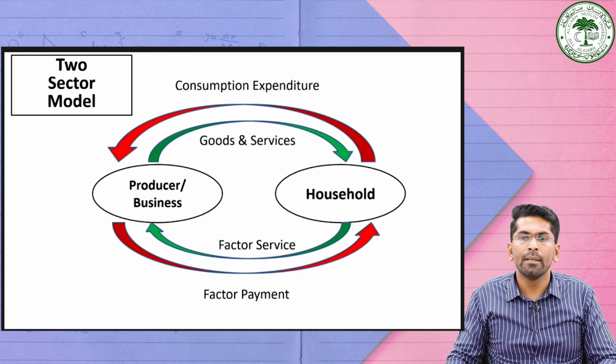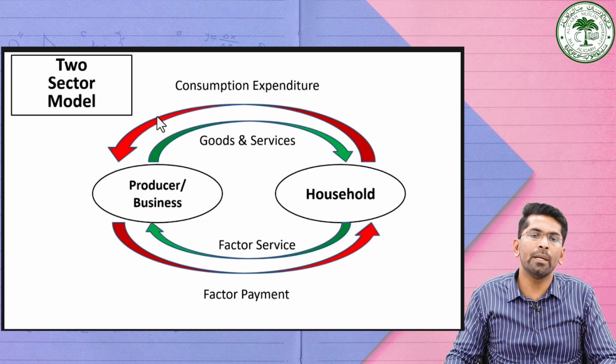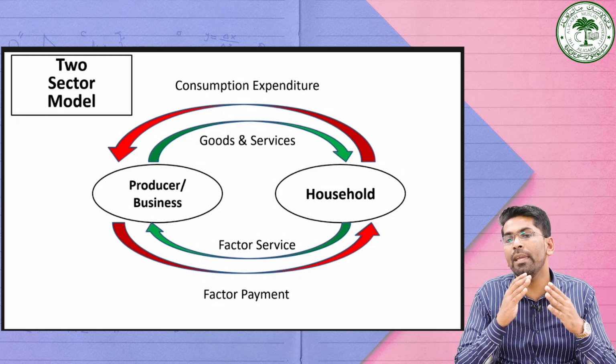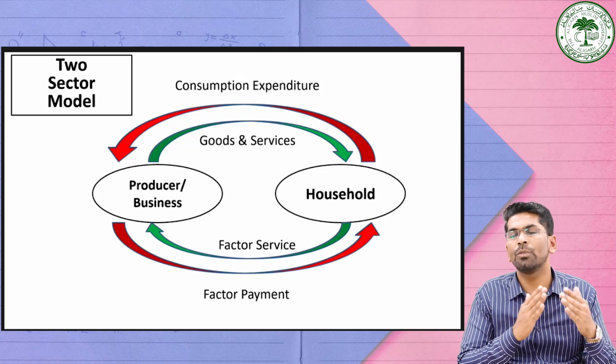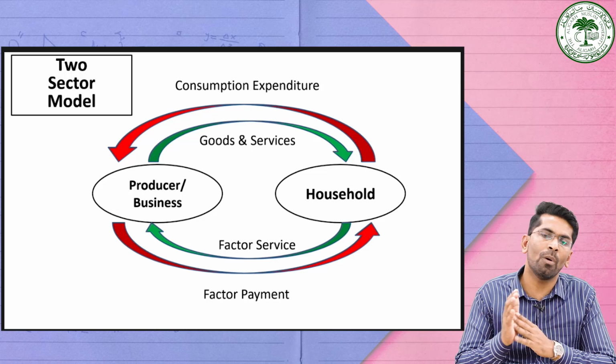Similarly, the business sector comprises the firms that produce the goods and services. The firms utilize the factors of production provided by the household sector and produce goods and services, exchanging them with the household. In return, consumer expenditure is transferred to the producer sector. So the simple two-sector model helps to illustrate the fundamental economic relationship between household and business in an economy.